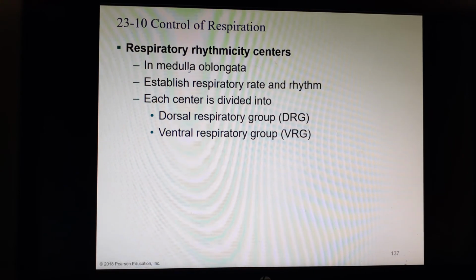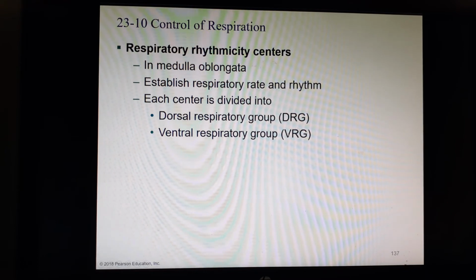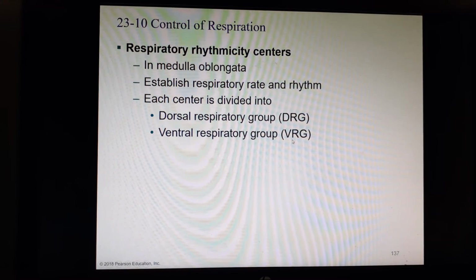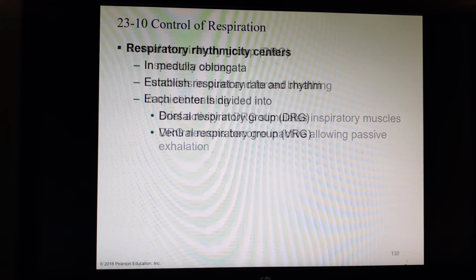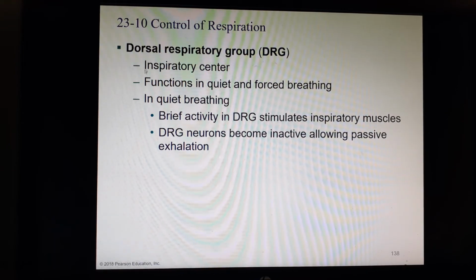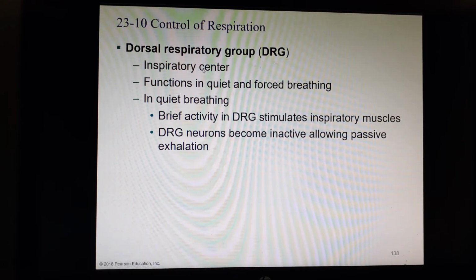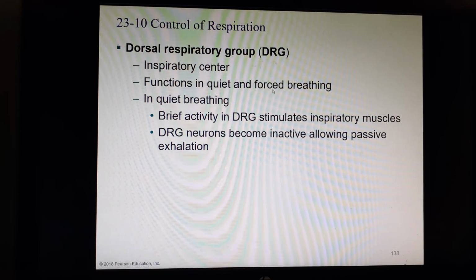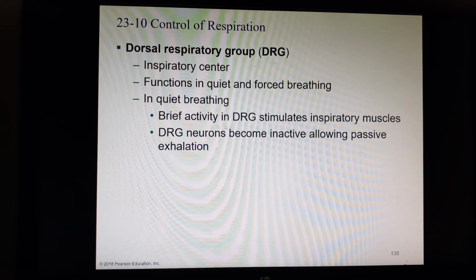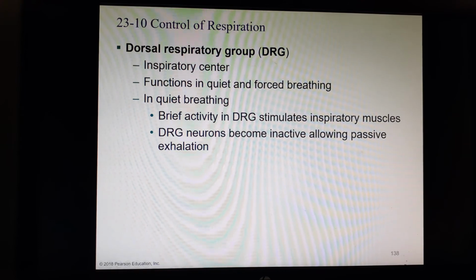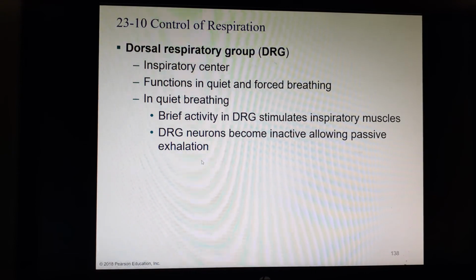So these are the respiratory rhythmicity centers. And there is a dorsal respiratory group and a ventral respiratory group. So one's going to be on the back, one's going to be on the front, right? Of the medulla. The dorsal respiratory group is for inspiration, inhaling, and it works in both quiet and forced breathing. Now, quiet breathing is active inhale, passive exhale. For quiet breathing, those particular neurons stimulate the muscles for inspiration, and then they become inactive while you exhale passively.